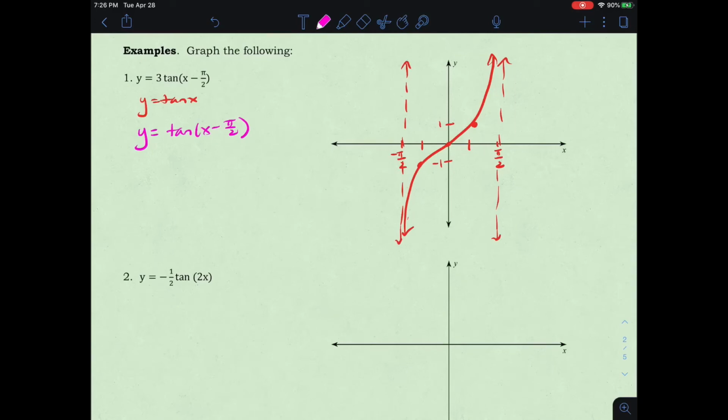And this also means that my vertical asymptotes will also move. My asymptote was originally at negative pi over 2. If I move that to the right pi over 2 units, then my vertical asymptote will now be at 0. And then if I take the vertical asymptote at pi over 2 and I move that to the right pi over 2 units, that will move over to pi.